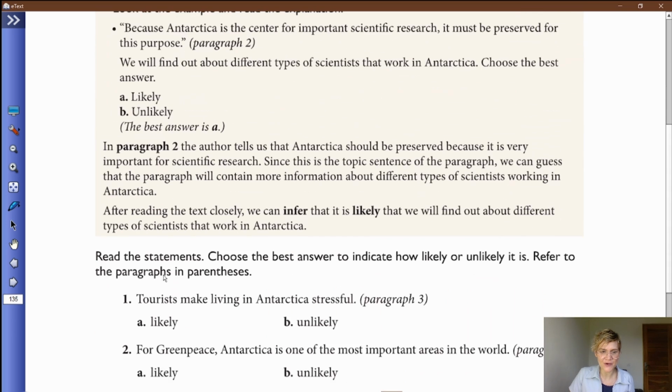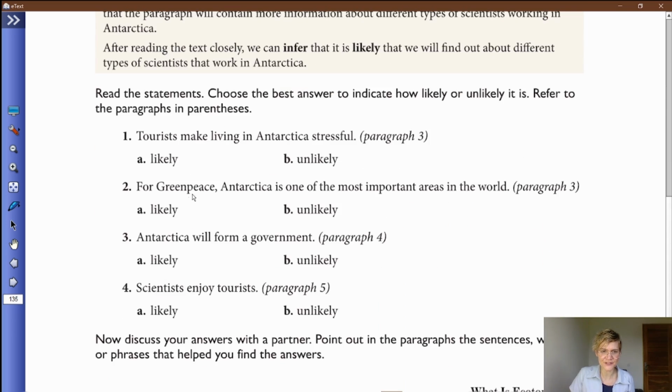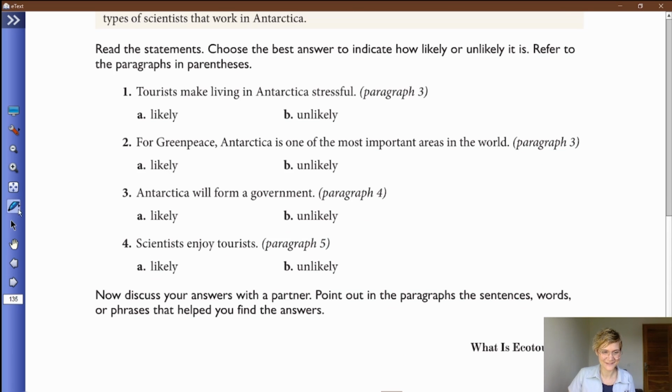So looking at that part, is it likely or unlikely that living in Antarctica becomes stressful? Yeah, likely. Based on the topic sentence, we can already infer that. We can already see that. Very good. Okay, you're going to do numbers 2, 3, and 4. Go ahead.